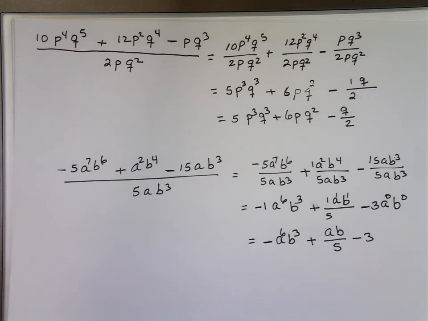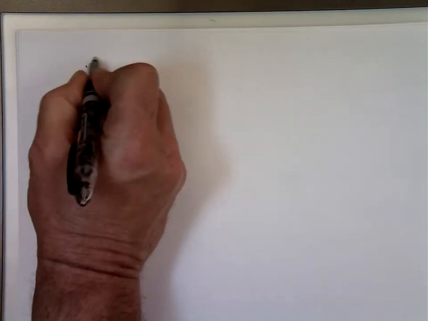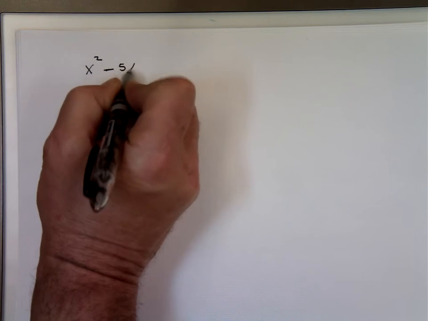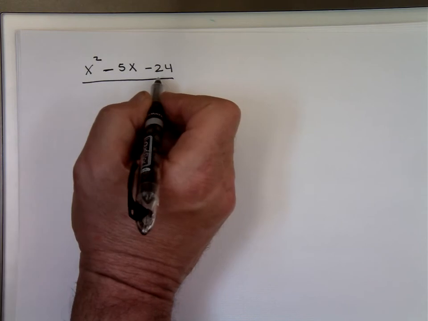As I said, everything we did, every example today, the bottom was a one term. So what are you going to do when the bottom is not a one term, if you have two terms? What do I mean by that? I'll wait till you finish writing. So what are you going to do when you have a problem like this one? X squared minus 5x minus 24, and you want to divide that by x plus 3.